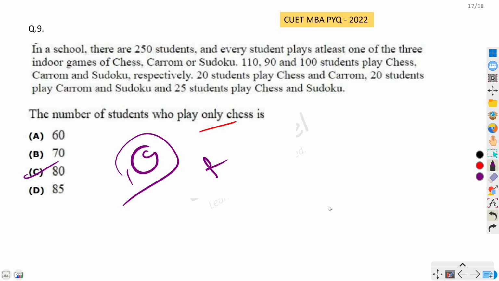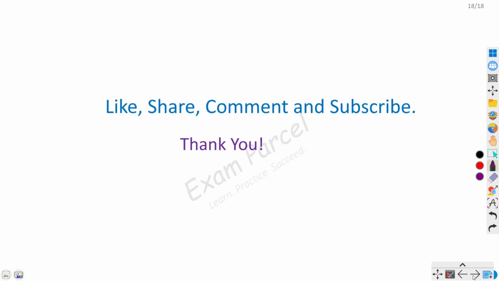So this was also an easy question. If you are comfortable with three sets, it is not a hard thing to do, and you can always practice. Okay, so I think all the questions are done.